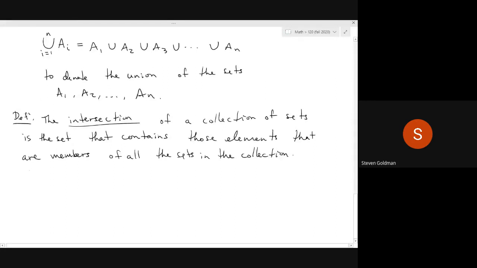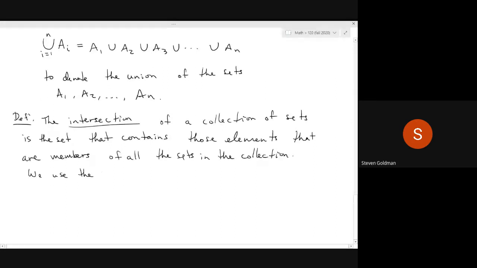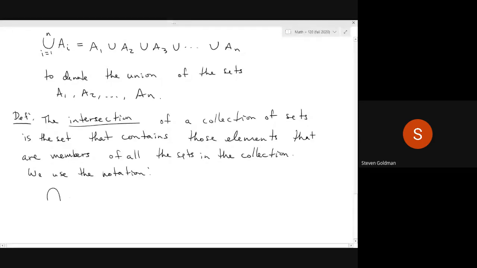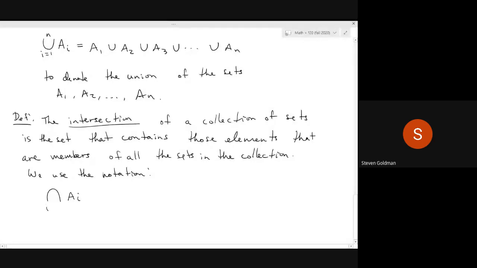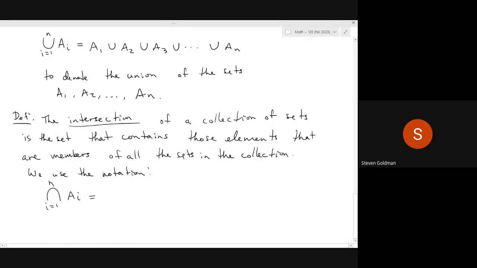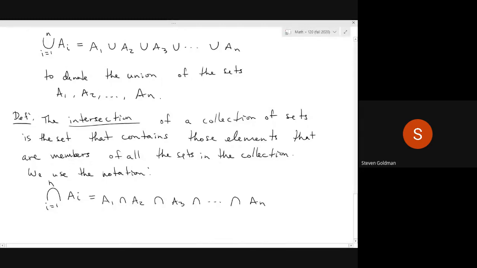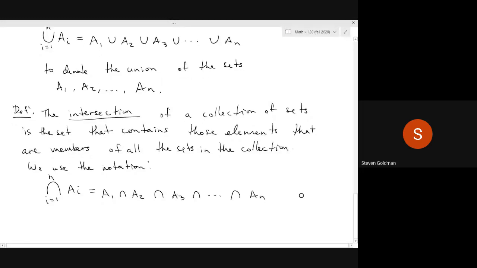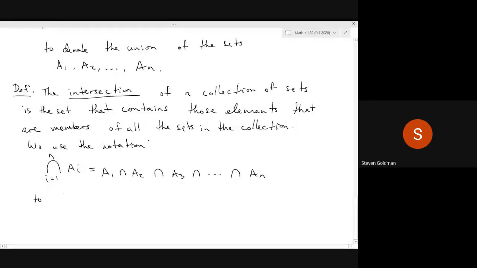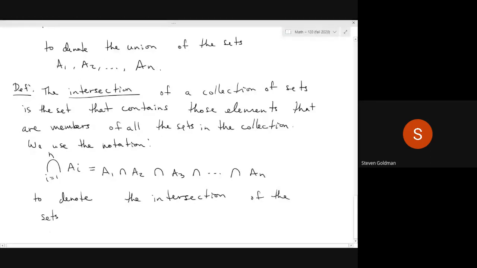So we use the notation, the intersection of a sub i from i equals 1 to n. So this notation is the intersection of the sets a1 through an, a1, a2, a3, all the way up to a sub n. We use that to denote the intersection of the sets a1 through an.